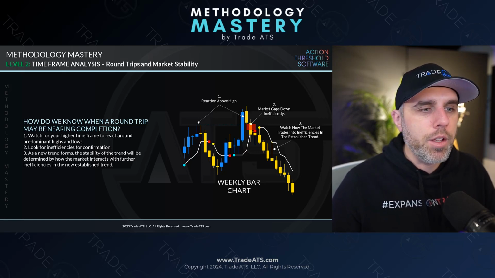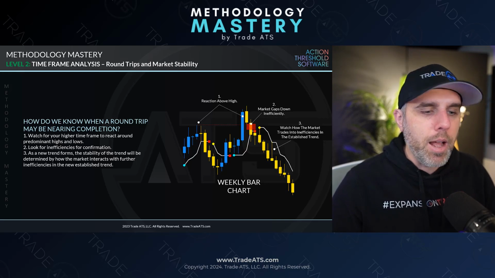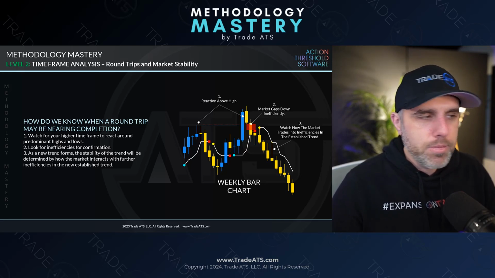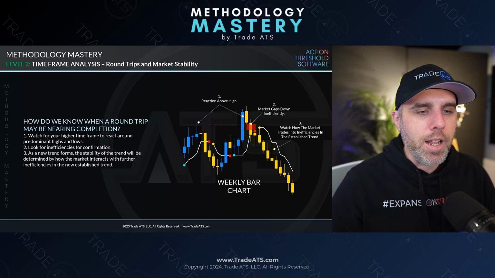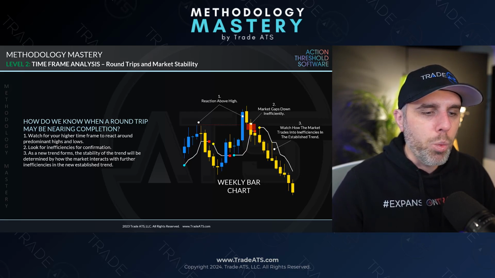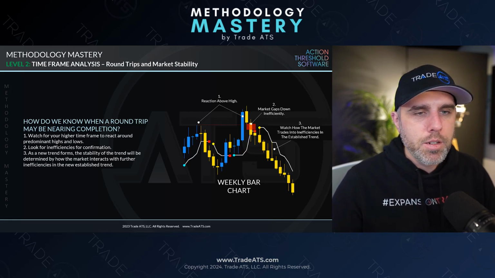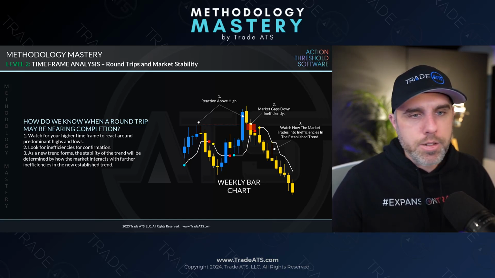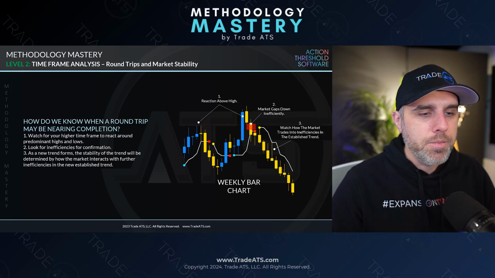So that's the 3-step criteria for understanding a higher time frame reversal. Watch the highs and lows. Watch for a turn on those first, a reaction. Watch for a resulting inefficiency, which confirms they definitely changed their mind, and then trade in that. Everyone with me on that? Make sense? Cool. Is it always perfectly straightforward?